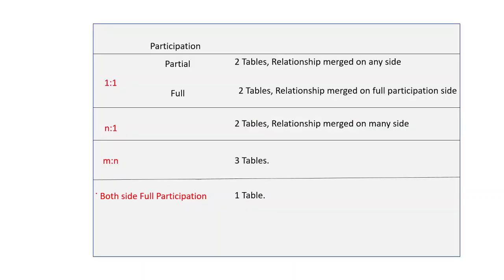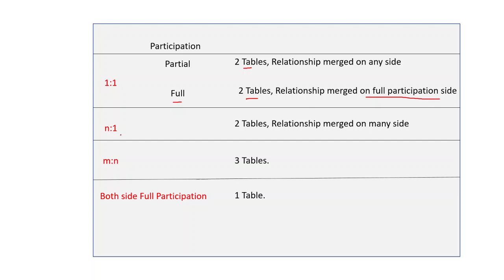So now that's all about your entity relationship diagram. So this you have to take a screenshot. This actually is whatever I have taught till now. So for 1:1, in case of partial participation, there will be two tables and the relationship can be merged on any side. And in case of full participation, there will be two tables and the relationship is to be merged on the full participation side.